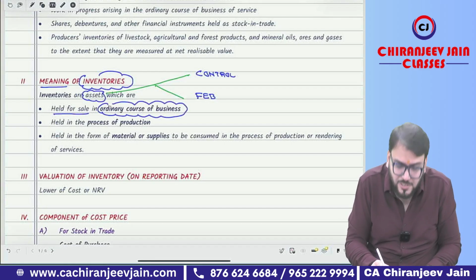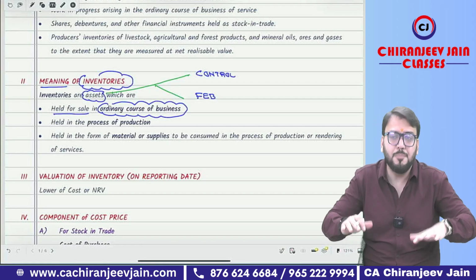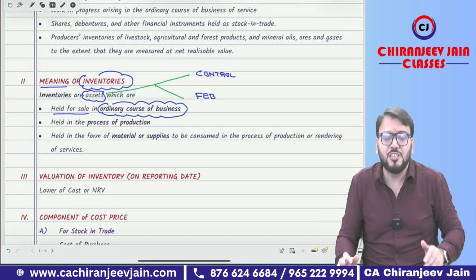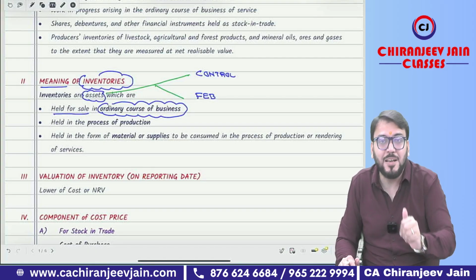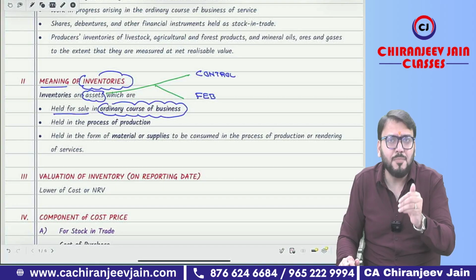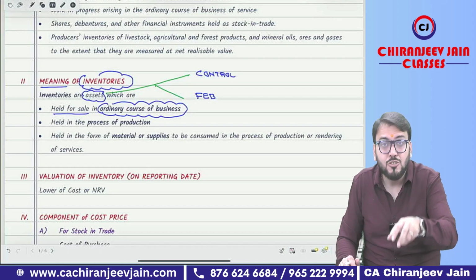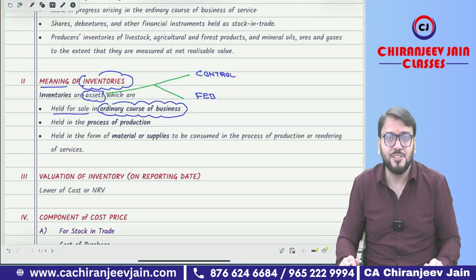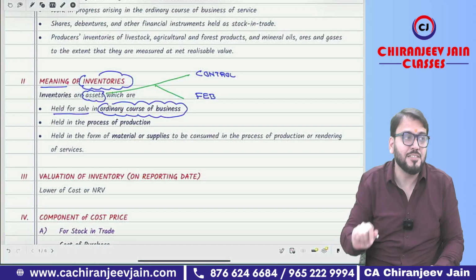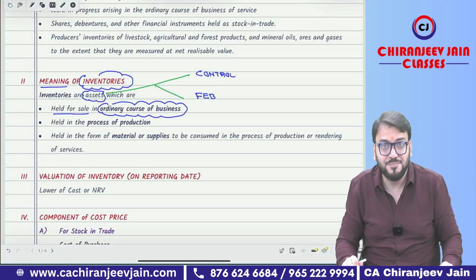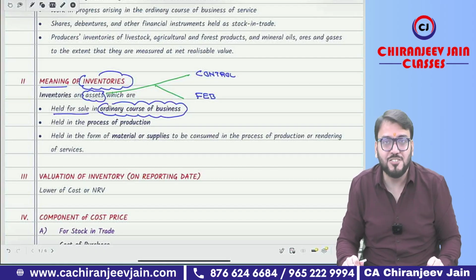Ordinary course of business. Ordinary means what? In the routine course of business. Everyone knows their own business. If I am asked what is my business? To take classes for CA Inter and CA Final. And for taking my classes, I may have some study material which might be held for sale. So that is held for sale in my ordinary course of business, because I am teaching advanced accounting classes. So I have some study material that is held for sale in my ordinary course of business.